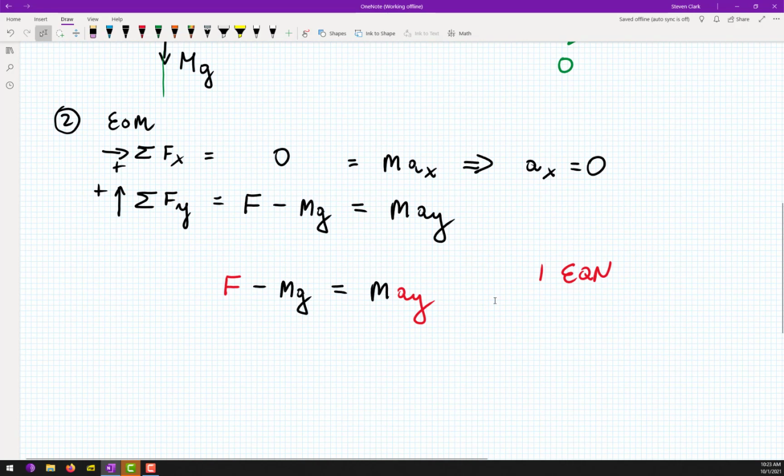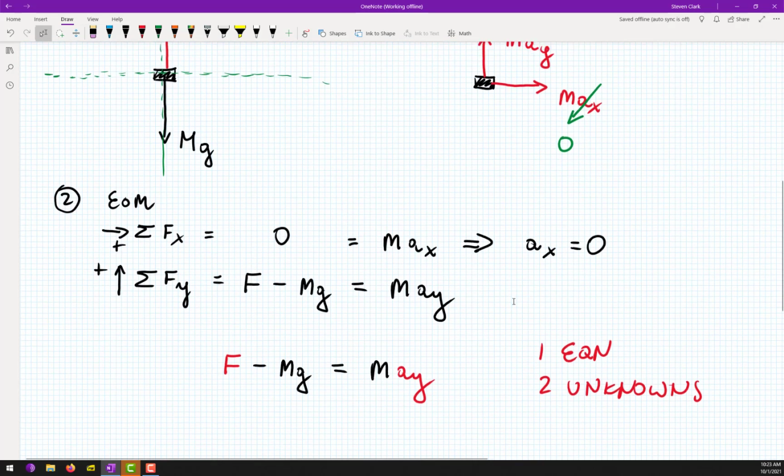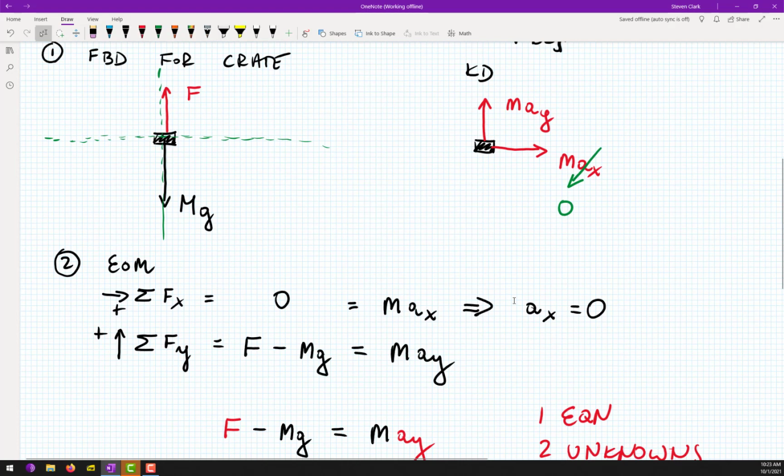So we have one equation and two unknowns. Solvable or not? Not solvable. We need more information, yes? So we are going to draw the other FBD. But before moving to another FBD, keep in mind that our body's acceleration has only this direction.